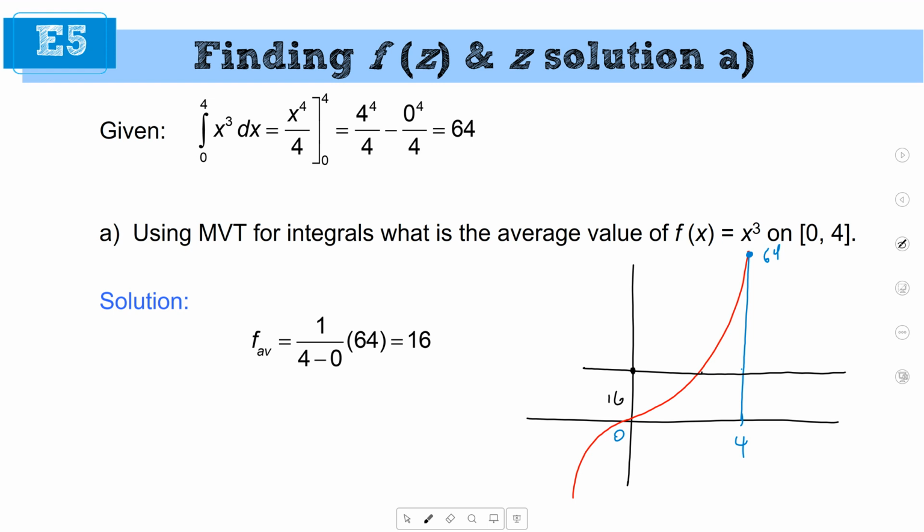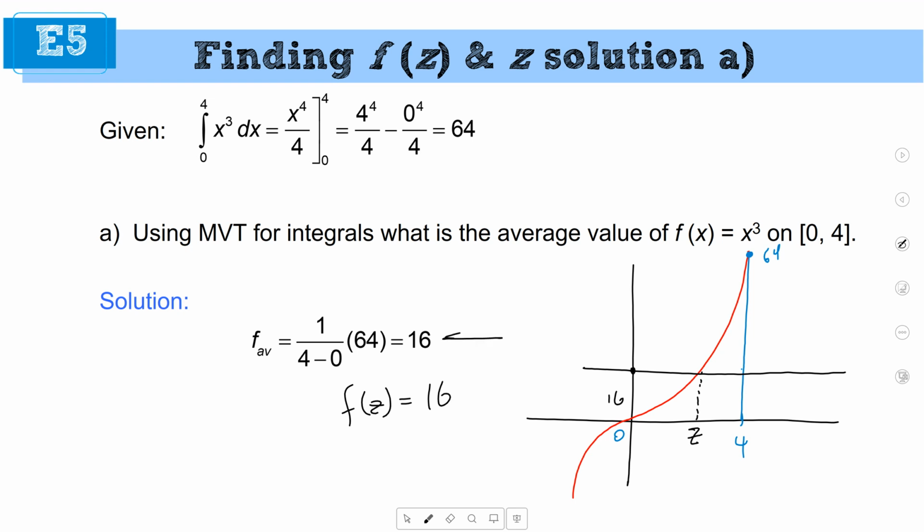What I'm looking for is that z value. And notice this one only has one z value. It only hits the average value in one spot. How do I find z? No, easier than that. No, cheating. f of z equals 16. Okay. We know the function. The function is x cubed. And so therefore, we would take f of z is equal to 16, because we just calculated that.